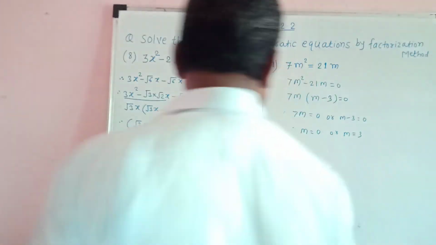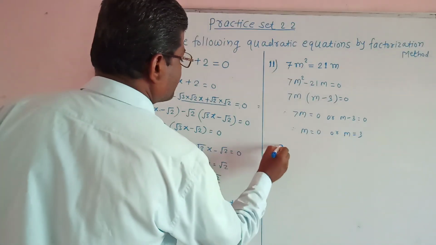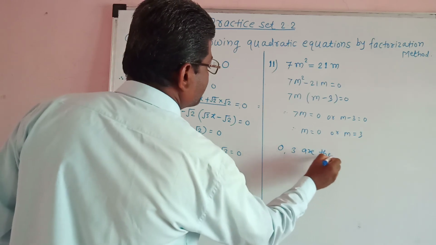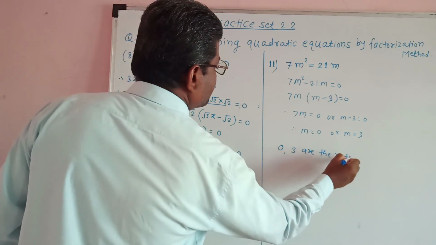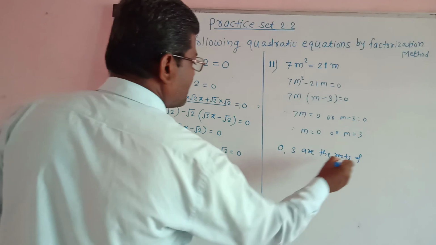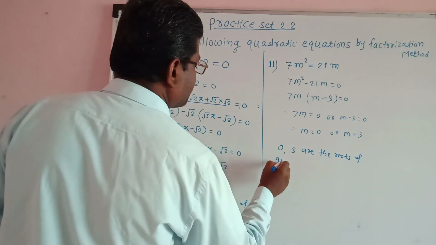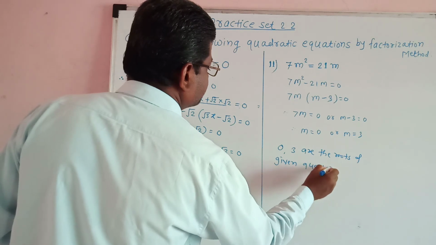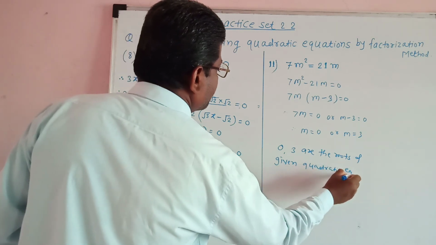Therefore we write 0 and 3 are the roots of the given quadratic equation.